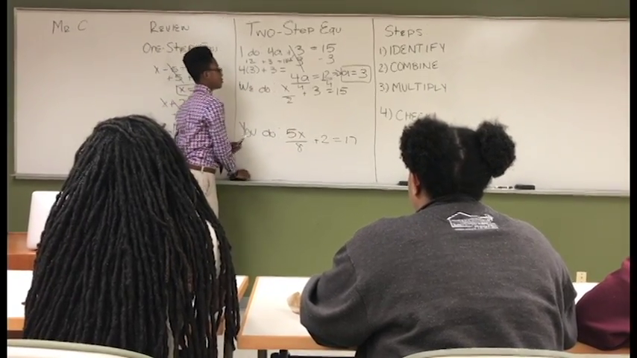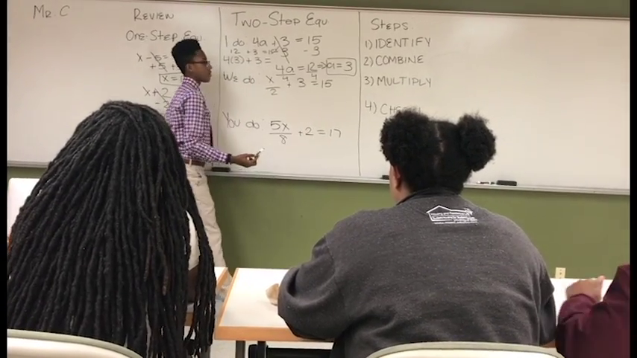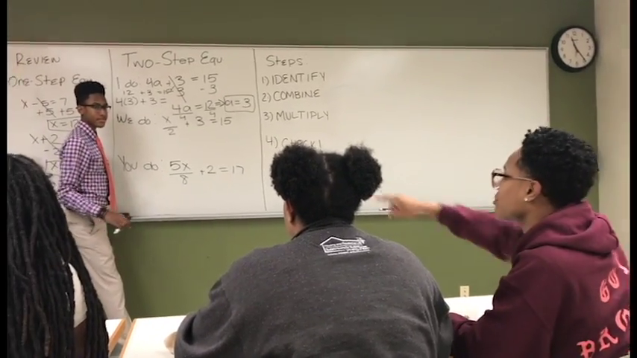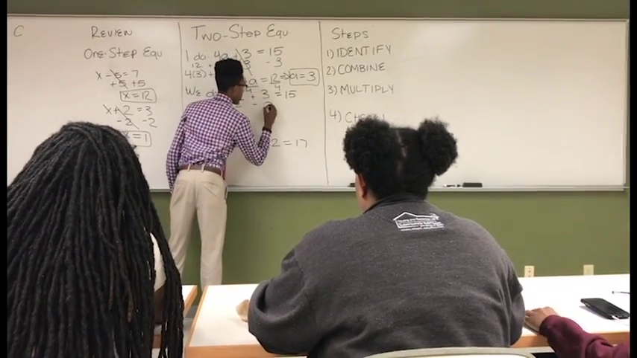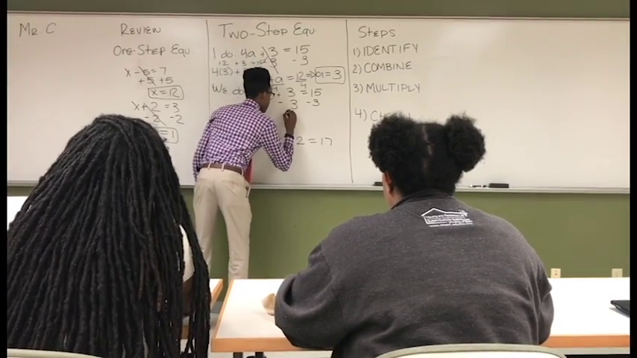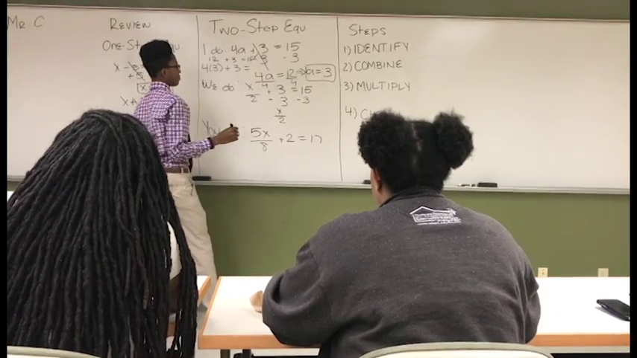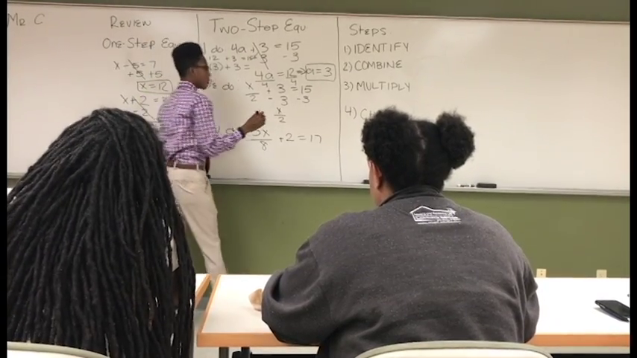Okay, now we're going to do this together. So what should I do for this first part? Yes, Nyla. You're supposed to subtract the 3 from both sides. Correct. And then just like in the other one, we're going to get 12, right? Because 15 minus 3 is 12. Correct.